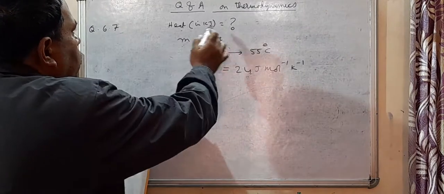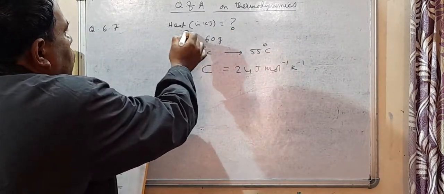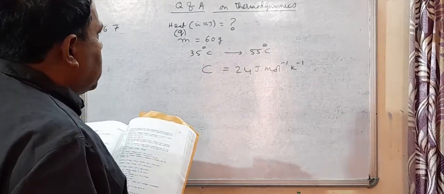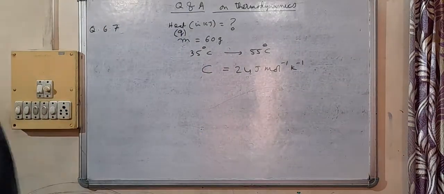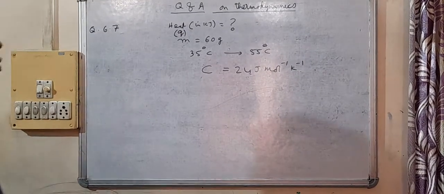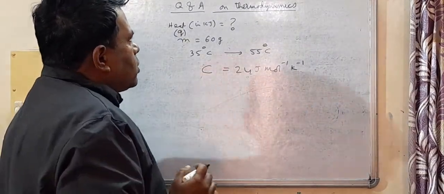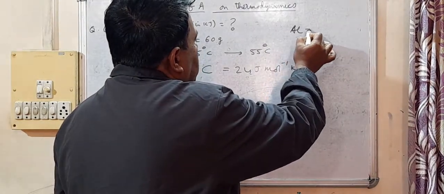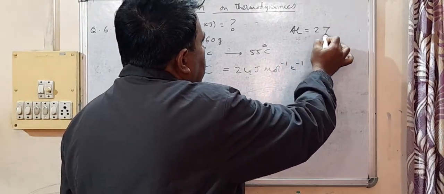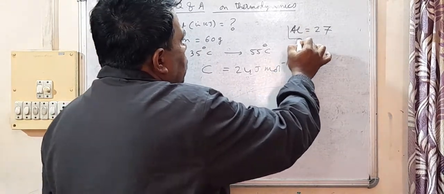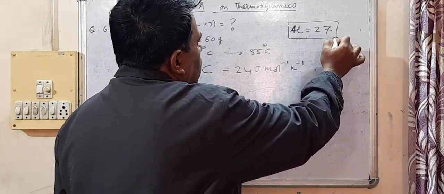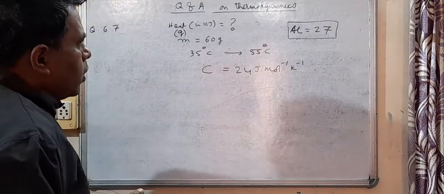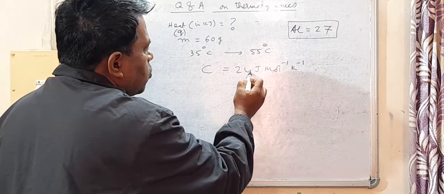So we have to find out heat. What is the heat that will be required? Q we have to find. Here since it is aluminium, we need to know the atomic mass of aluminium. Atomic mass of aluminium is 27. This will be given in the question. This is molar heat capacity, 24 joules.